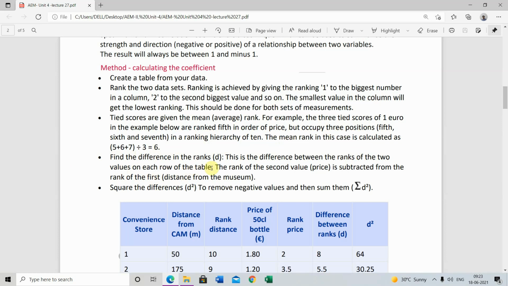Find the difference in the ranks, d. This is the difference between the rank of the two values on each row of the table. The rank of the second value, price, is subtracted from the rank of the first, distance from the museum. Square the difference, d square, to remove negative values, then sum them, summation of d square.